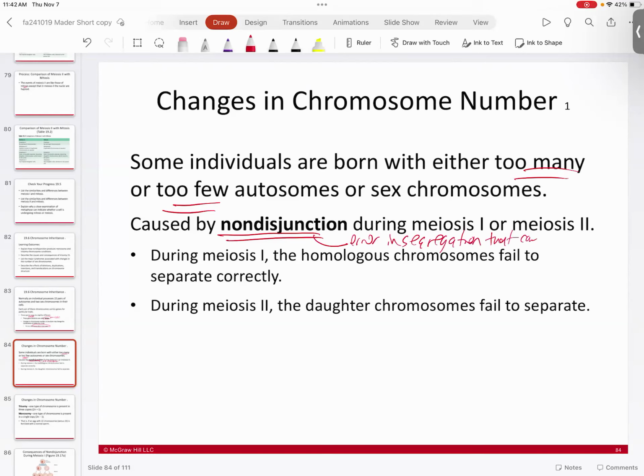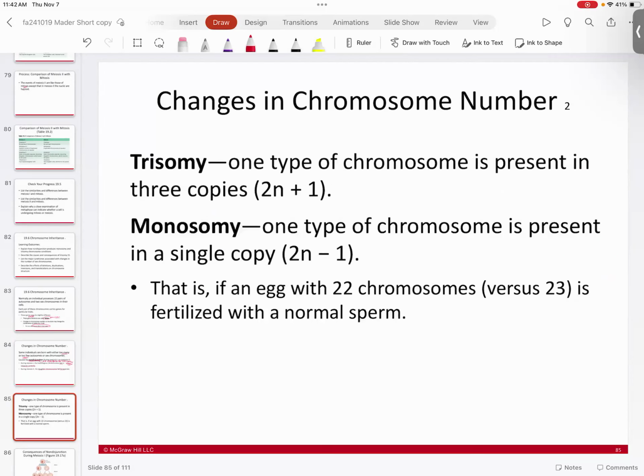And this causes what's called asymmetrical segregation, lopsidedness. Now, generally speaking, during meiosis 1, if you have a missegregation or lopsidedness, usually that means that the homologs are failing to separate correctly. If it's a meiosis 2 non-disjunction, that means the sister chromatids are failing to separate correctly.